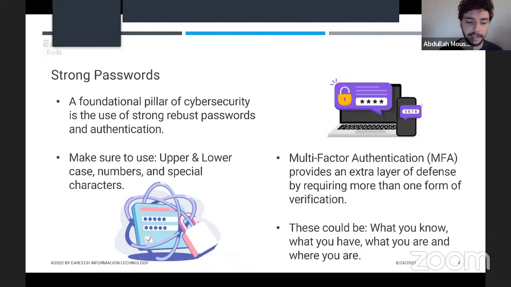Next is multi-factor authentication, or MFA. This provides an extra layer of defense by requiring more than one form of verification. I'm sure most of you guys are familiar with it. An example would be needing to enter an SMS code when trying to log in. If an attacker has your password, which, if you practice good password etiquette, should be very challenging, but if you have multi-factor authentication, they would also need your password and access to your SIM, which is a lot harder to do. But it is not impossible.